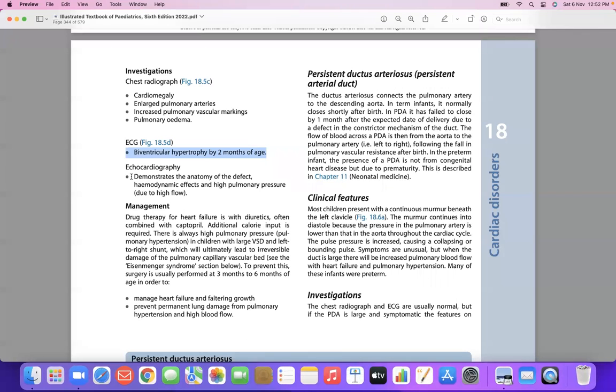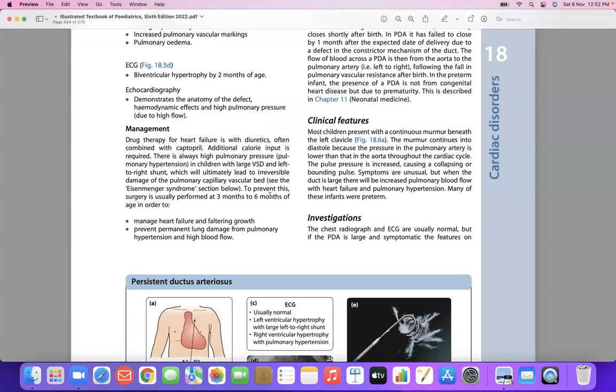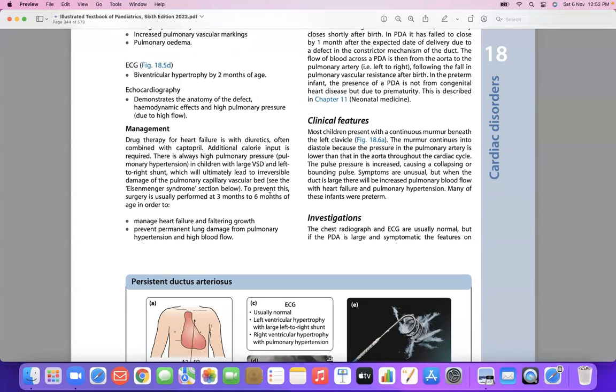Echocardiography demonstrates the anatomy of the defect and hemodynamic effects across the high pulmonary pressure. Management is very important here because these children will not be asymptomatic. They will have heart failure. You have to give diuretics and ACE inhibitors and follow for closure of the defect as soon as possible. So drug therapy for heart failure is with diuretics, often combined with captopril. Additional calorie input is required.